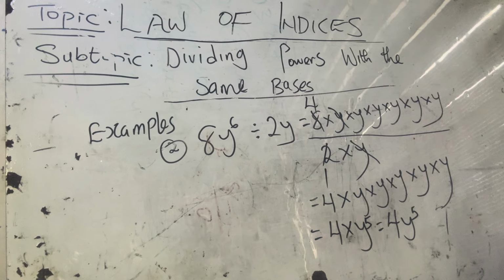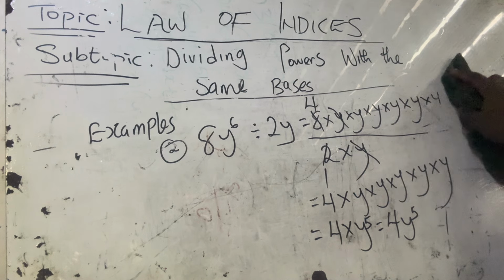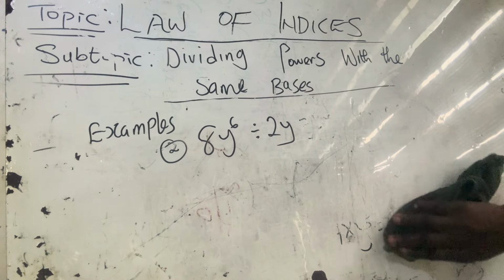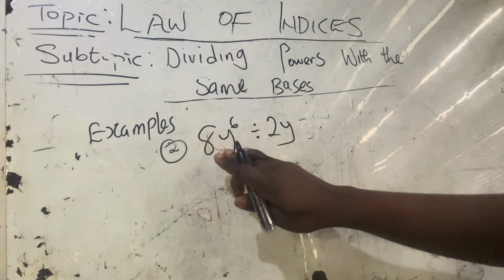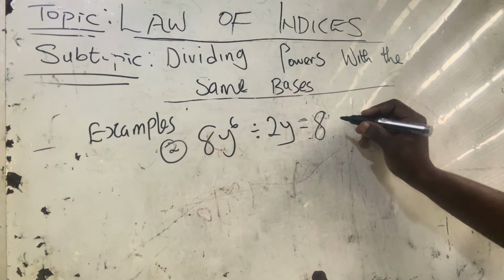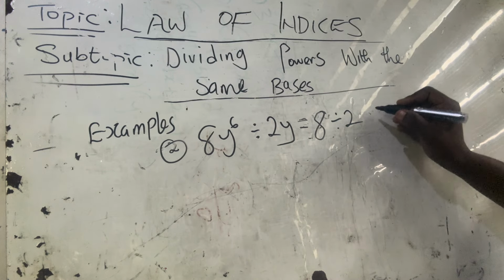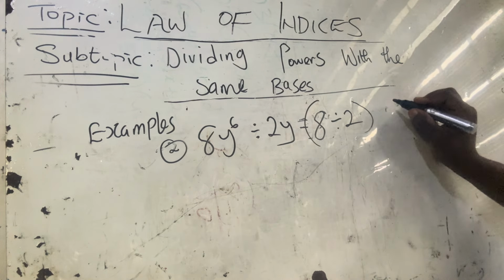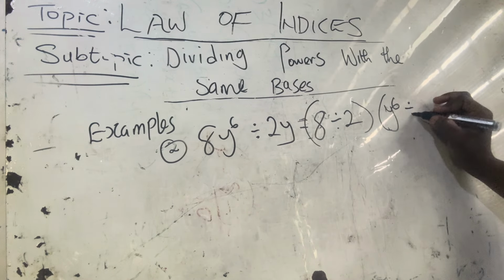This method is called the expanded method. So let's look at the short method. If you are solving this using the short method, this means we are going to separate the numbers by saying 8 divided by 2, right? Into brackets, y raised to power 6 divided by y.